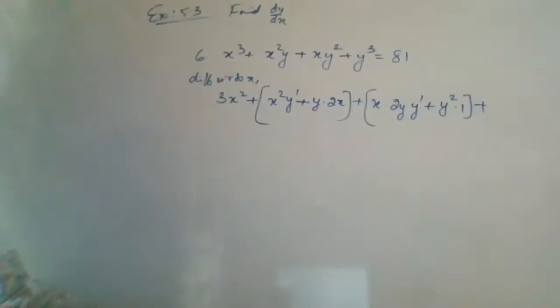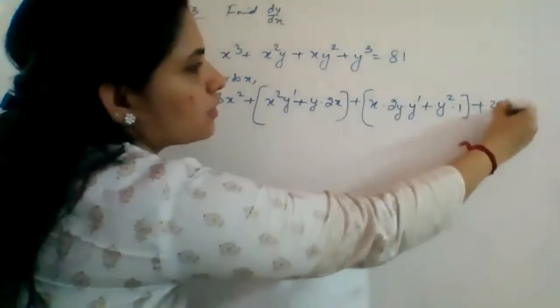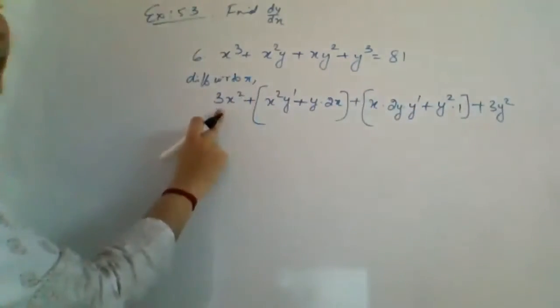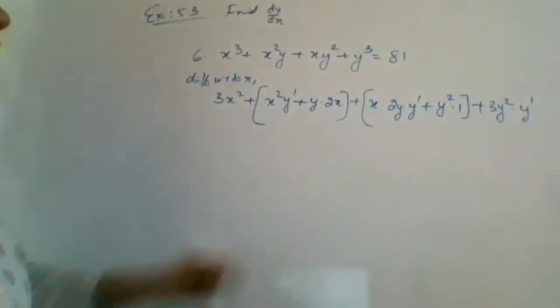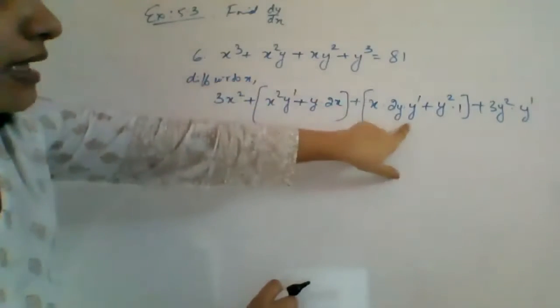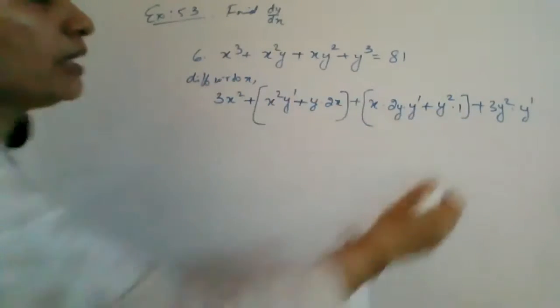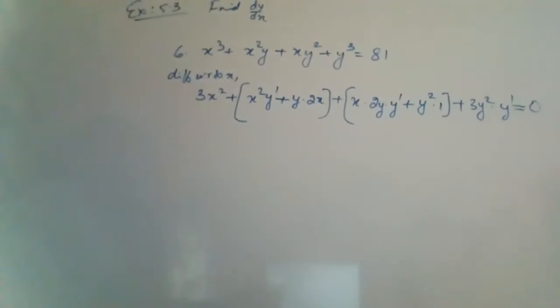Plus, again you have y cube here. So you'll get 3y square as you have done in your x square. But again, you have to write y dash. Wherever you have y and you have differentiated with respect to x, you have to write y dash there. Okay. And the other thing, because it is 81 constant, you will get it to be 0.